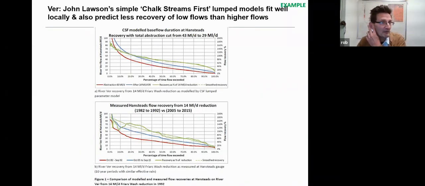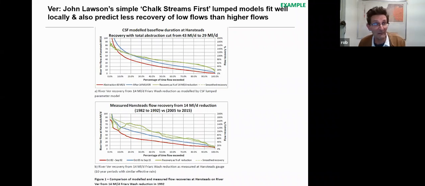My next example, I just wanted to throw in because it's an example of a different sort of model. John has produced models for several chalk headwater catchments called CSF models, chalk stream first models. They're effectively very simple lump models. In the hydrogeological tent, the poor chap gets lampooned as being far too simple. It doesn't include all of the right things that need to be included. It doesn't include the processes, etc.